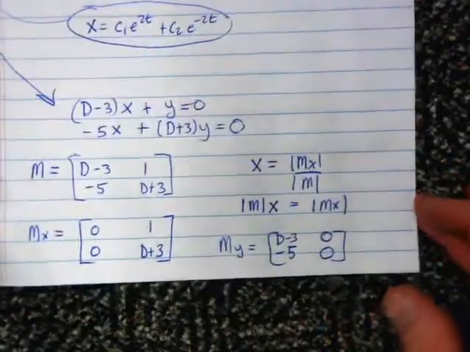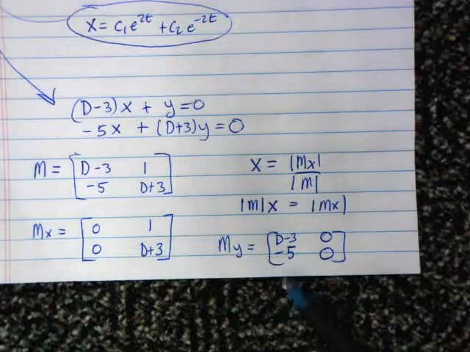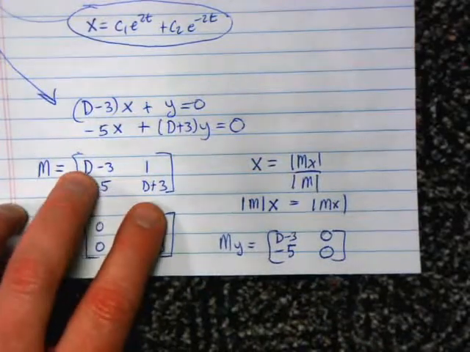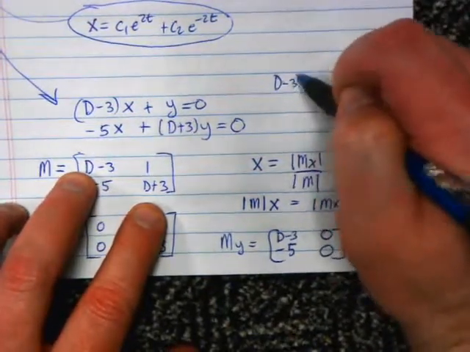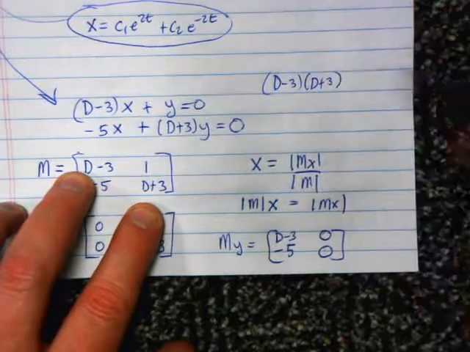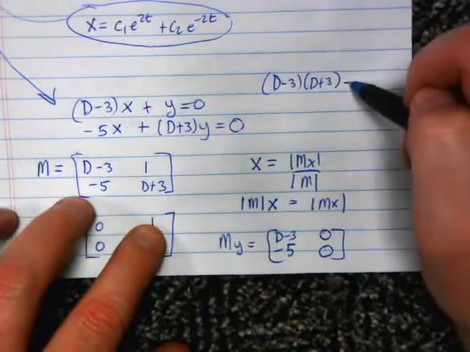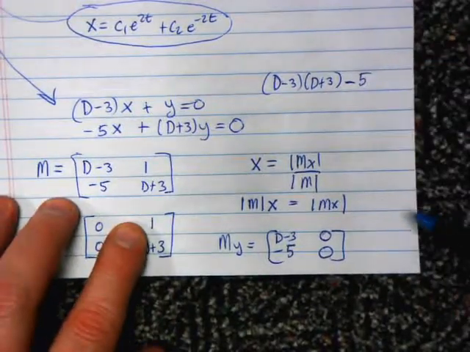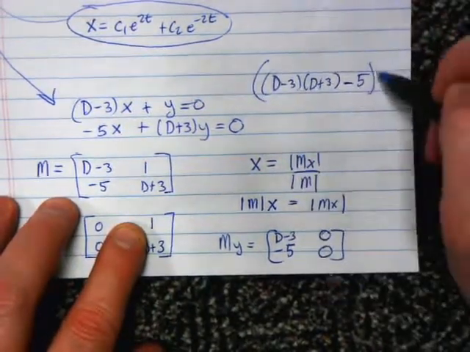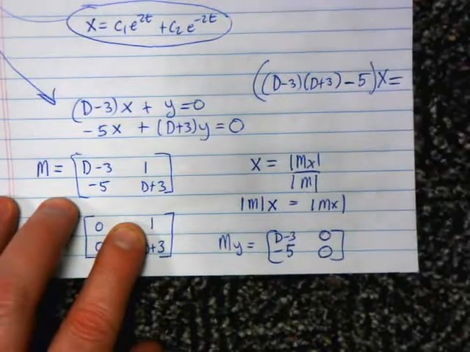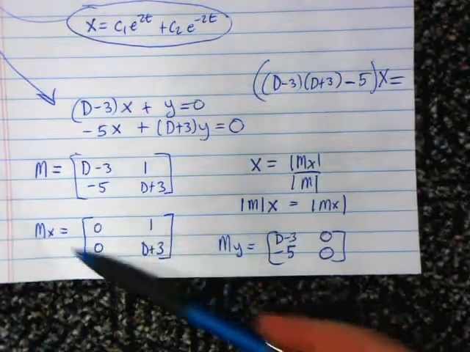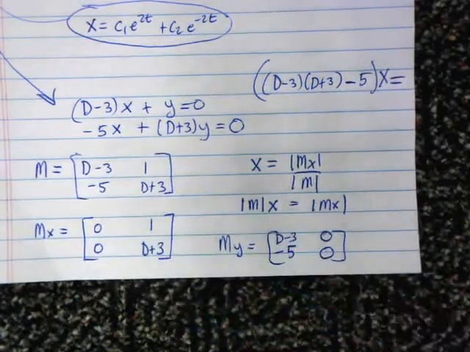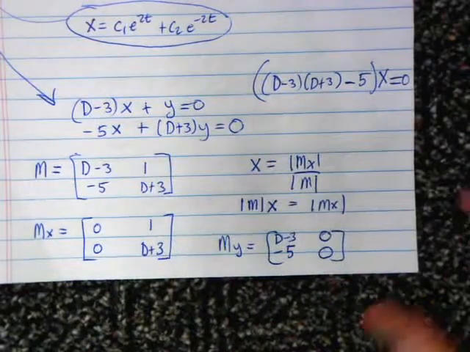All right, so notice how this works here. What's the determinant of the M matrix? You have D minus 3 times D plus 3 minus, and then you multiply the other diagonal, 5. All that gets multiplied by x equals, what's the determinant of the M sub x matrix? 0, because you multiply that way, you get 0, and you multiply that way, you get 0. I think you dropped the sign. Yeah, it should be positive.